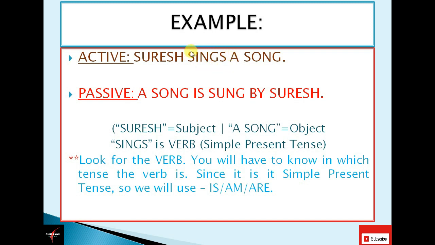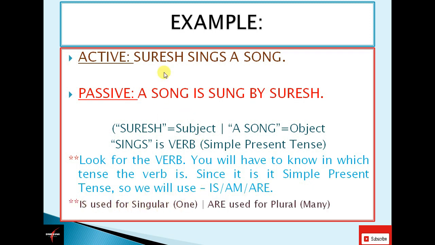Now because I've already told you that we are doing sentences on simple present tense, you know that this particular verb is in simple present tense. But later on when we learn all the tenses, it will not be separately given in the exam, okay? So you have to identify in which tense the verb is, okay? Now since this verb sings is in simple present tense, we will use either is or am or are. Is is used for singular one. You can see that a song.